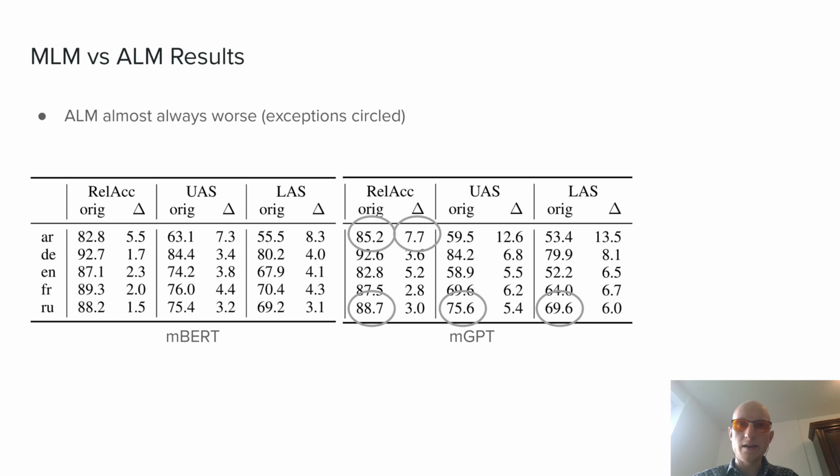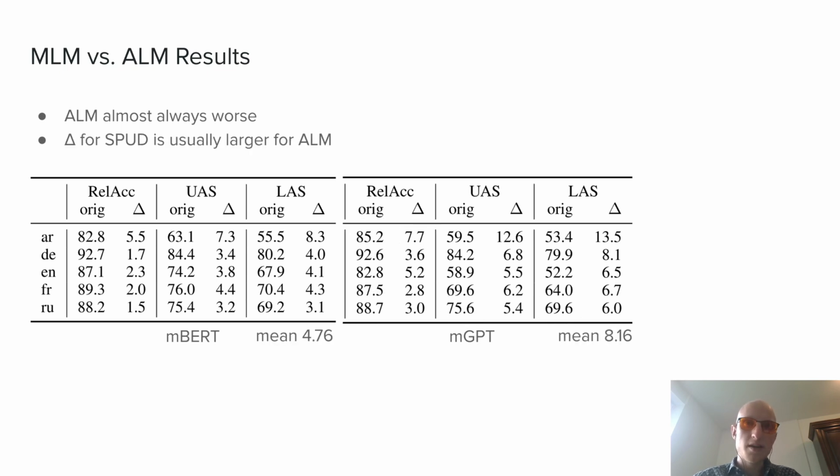When comparing multilingual BERT with the autoregressive MGPT, we see that the ALM is almost always worse. The exceptions are circled. The good performance of MGPT on Russian is unsurprising, given that the model training data puts special emphasis on Russian and related languages. We also see that the performance drop is usually larger for ALMs than for MLMs. The mean drop in LAS is 4.76 for Multilingual BERT and 8.16 for MGPT.